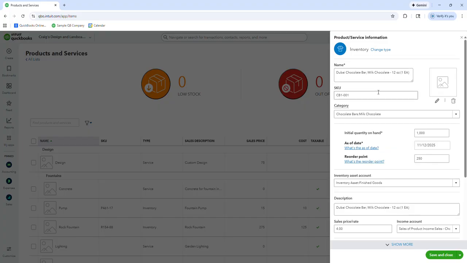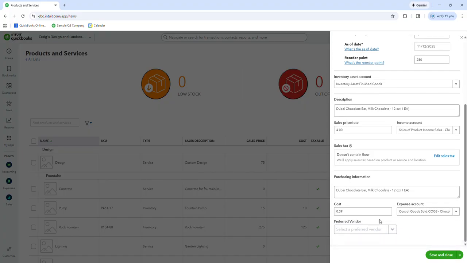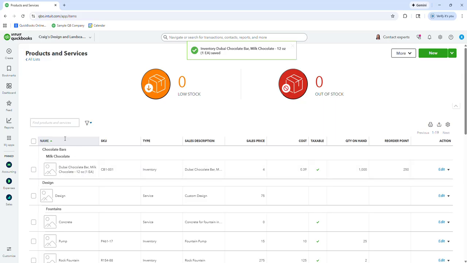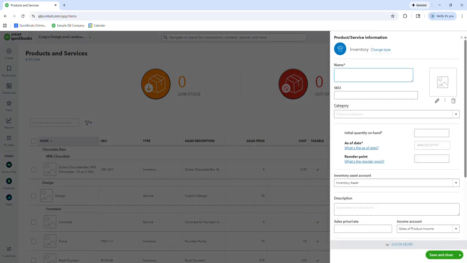So now I've created one single bar. I'll save and close. Now it shows up here as one of my products. And so I'm going to create another product for my wholesale customers.